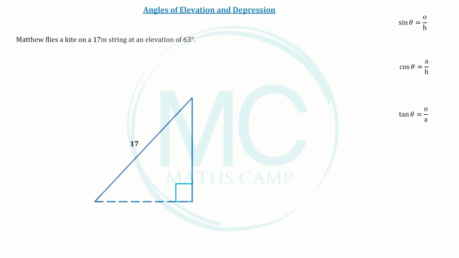The angle of elevation to the kite is 63 degrees. Now, please don't overthink this. You do not need to worry about how tall Matthew is. We measure the angle of elevation from the ground. So in this case, this is our angle of elevation, and we can fill in 63 degrees.